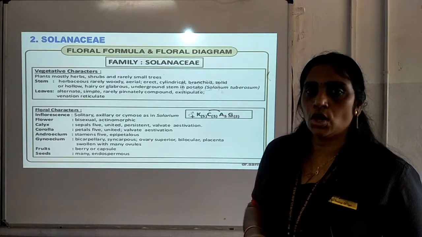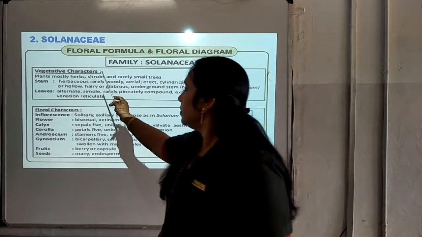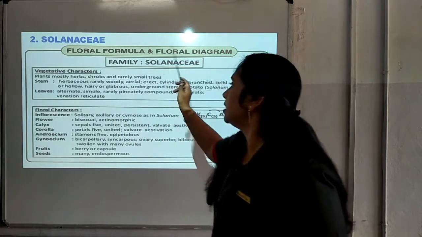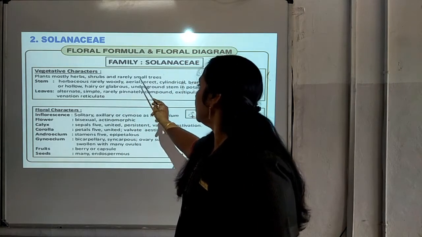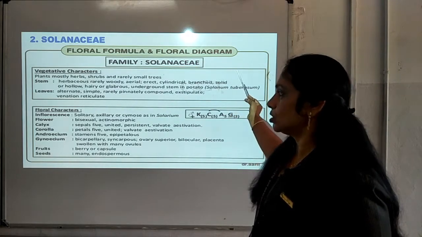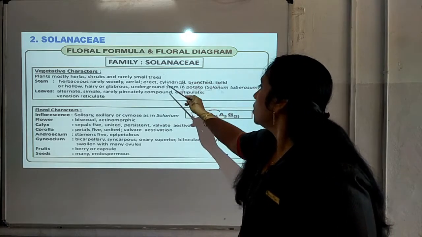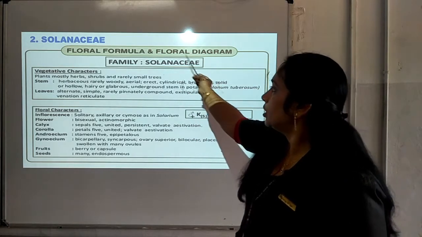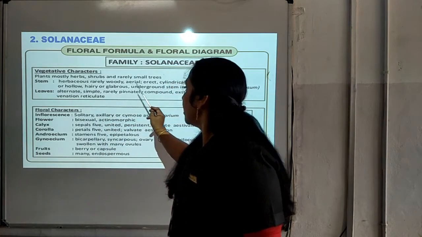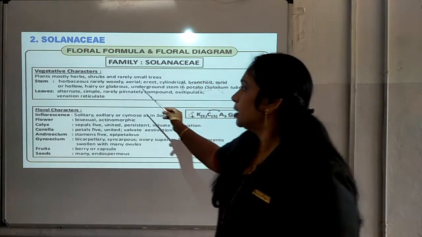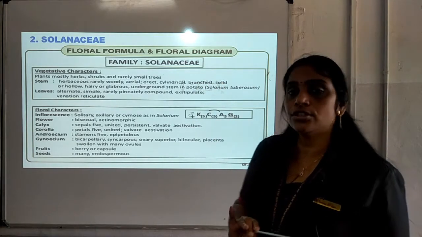Next family is Solanaceae. Here also the vegetative characters are there. The plants are mostly herbs, shrubs or rarely small trees. Stems are herbaceous, rarely woody, aerial, erect, cylindrical, branched, solid or hollow, hairy or glabrous. Underground stem in potato. Potato is one of the members of the Solanaceae family. Leaves may be alternate, simple, rarely pinnately compound, exstipulate, venation seen in the leaf is reticulate. So, that is related to the vegetative characters of the Solanaceae family.